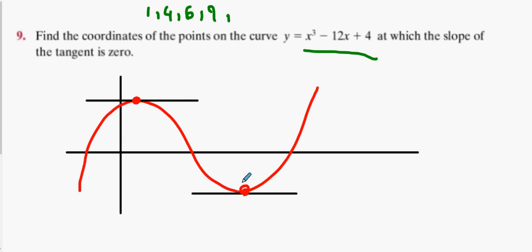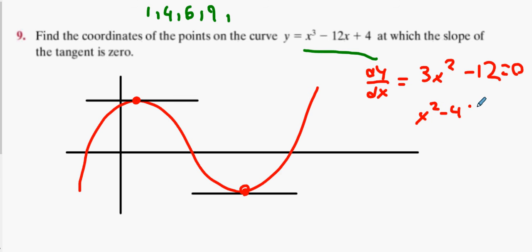So notice there's 2 x values and 2 y values we're going to have to get here, isn't there? So here's what we're going to do. We're going to do the first derivative. What happens when you do the first derivative? You get 3x squared minus 12. You know the slope is equal to 0. Divide both sides by 3, you get this. And then finally do x plus 2 and x minus 2. What are the 2 x values we have?